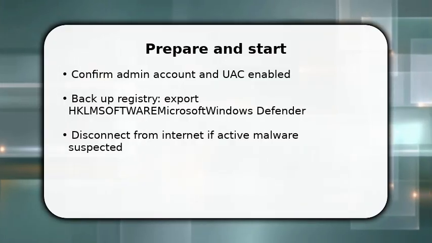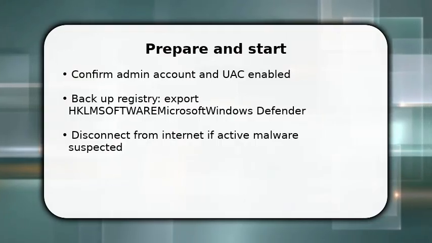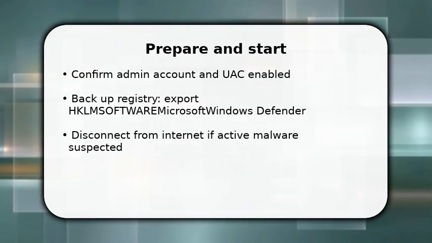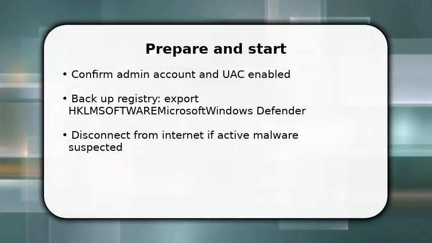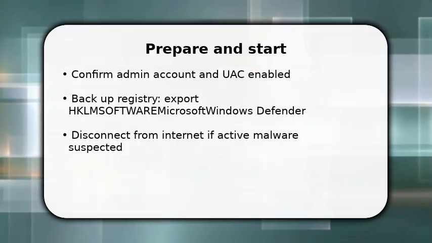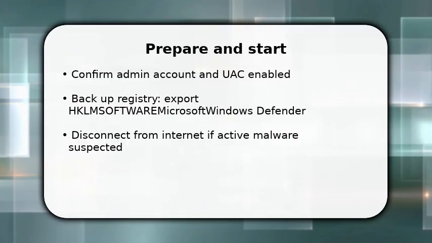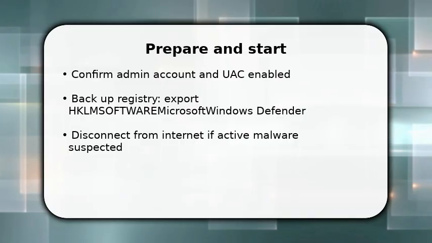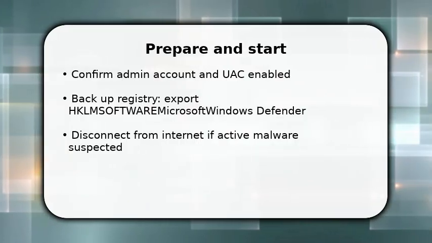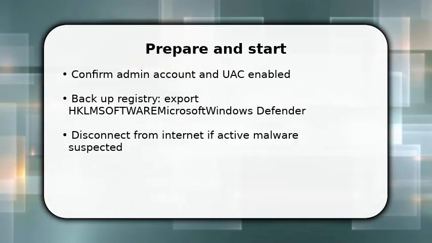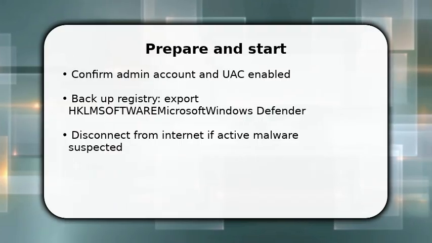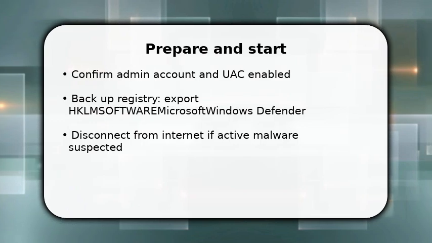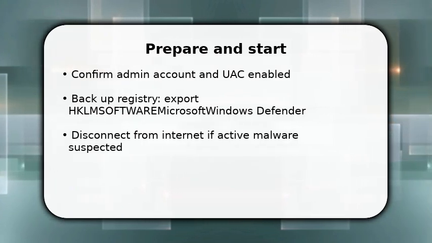You start by confirming you are signed in with an administrator account and that User Account Control is active. This lets you change security services. Once done, back up the Defender registry key and create a system restore point so you can roll back if needed. If you suspect active malware, disconnect from the internet to prevent remote interference. Now open Settings or the Control Panel. This is where we'll re-enable services and run repair commands in the next steps.